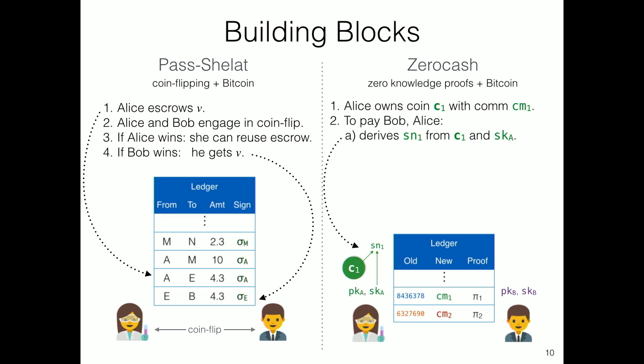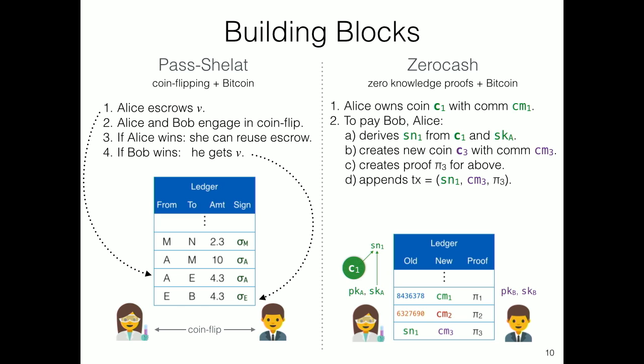She derives a serial number using her coin as well as her secret key, creates a new coin for Bob using his public key. Let's say this coin is commitment CM3. Creates a proof that she did all of these steps correctly, and appends the transaction to the ledger. This transaction consists of the old serial number, the new coin commitment, as well as the proof.